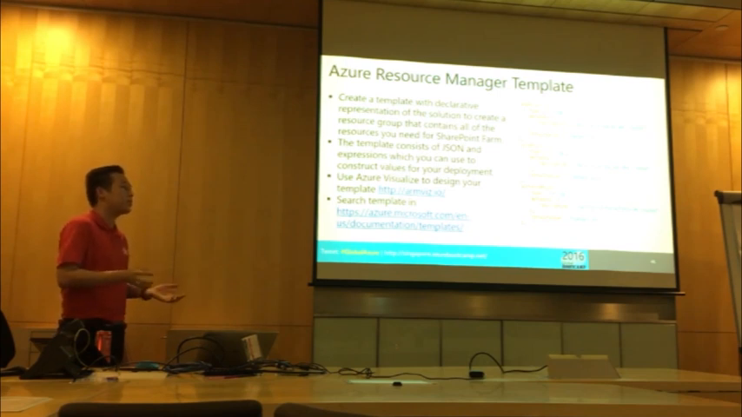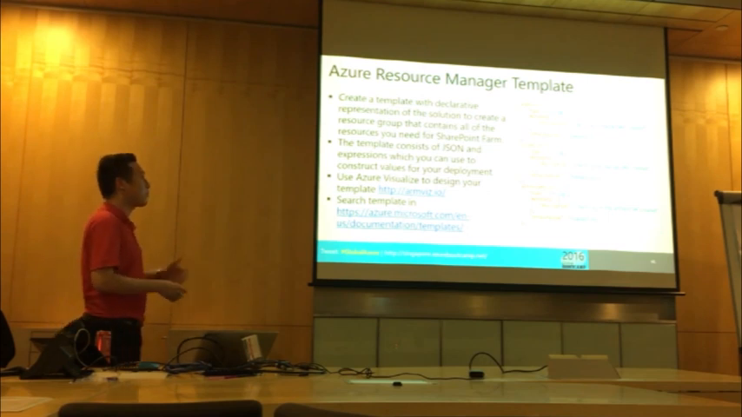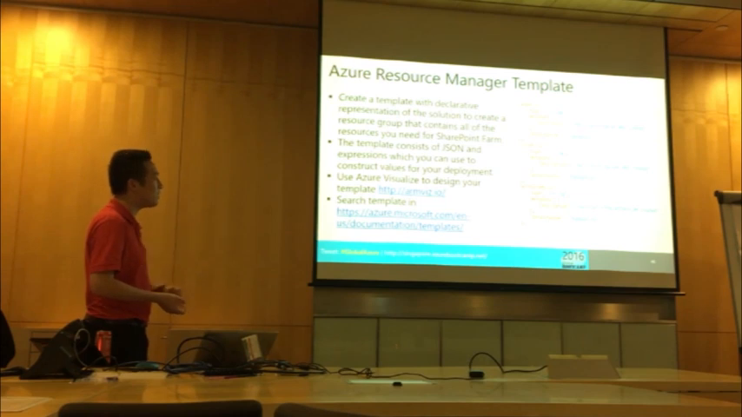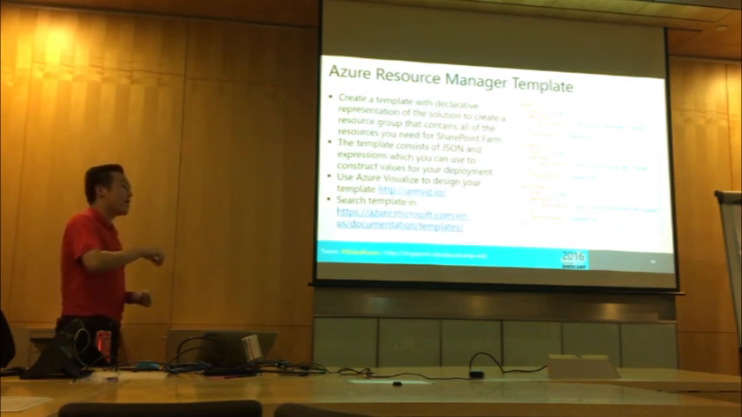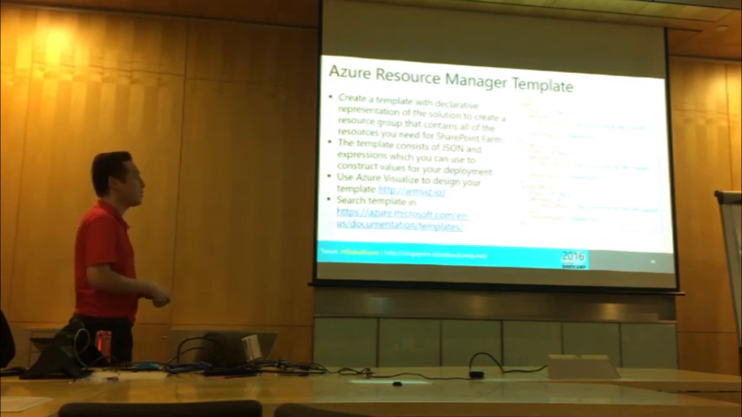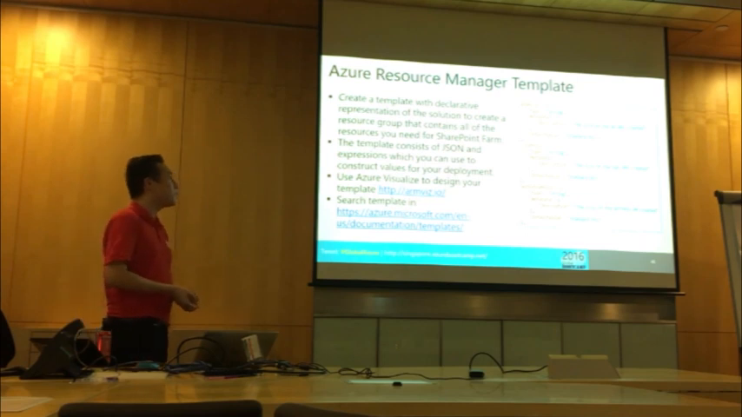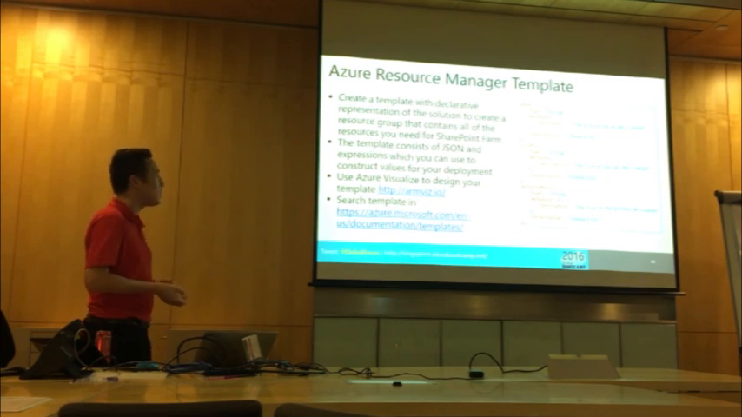And the template consists of JSON format that you can import to Azure. And Azure understands that format, and it automatically provisions based on what you have in the JSON template. You can go to the Azure Visualize website and drag and drop different components before compiling into one template file. And if you want to search for more available templates in Azure, just go to this website.